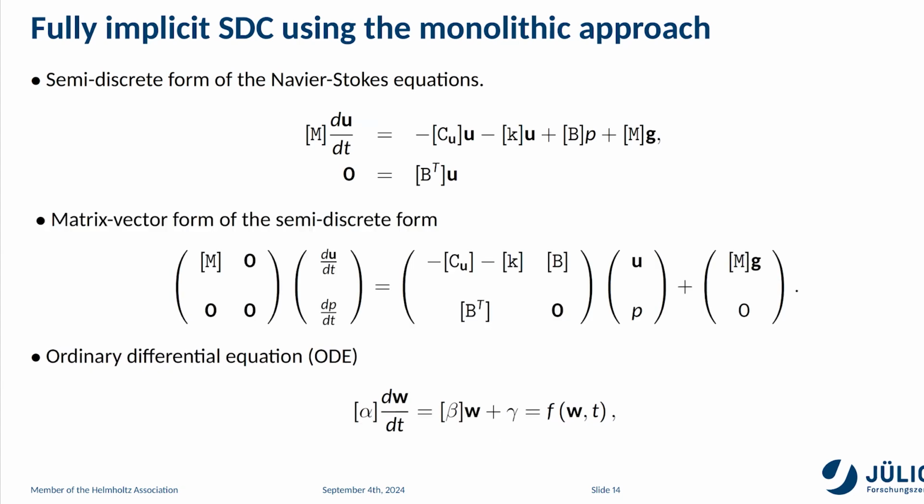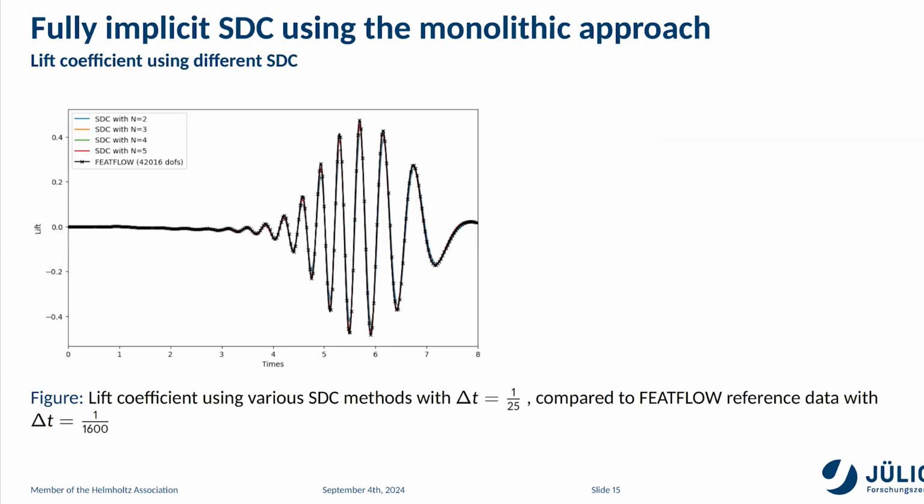For this, we just rewrite the system as a matrix vector system. And again, I have this equation. This matrix is not invertible, but since I'm using fully implicit, one term from here will move to this side, and then I will have an invertible matrix again. Let's move to the results.